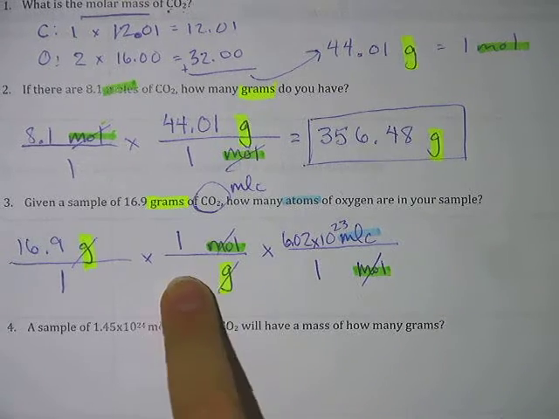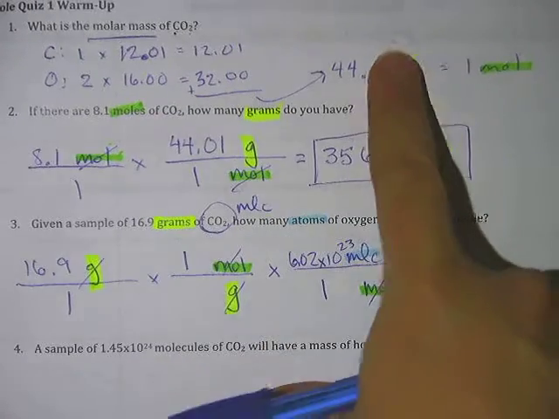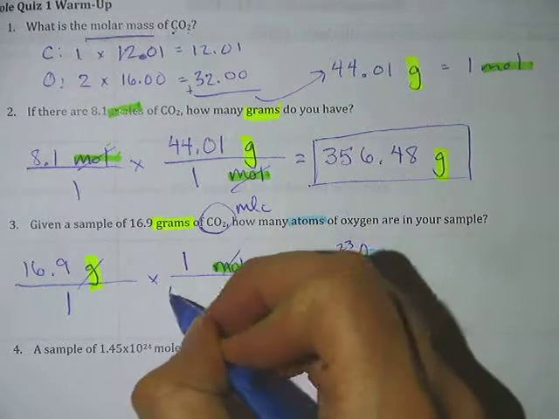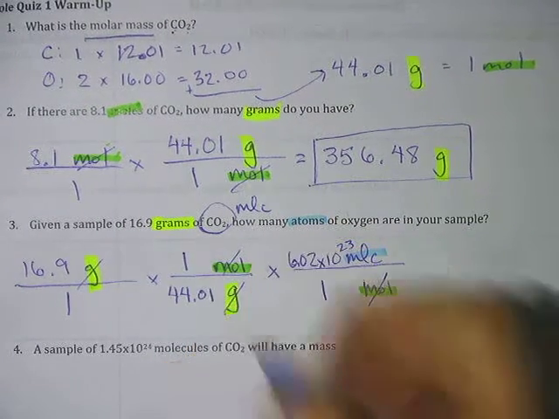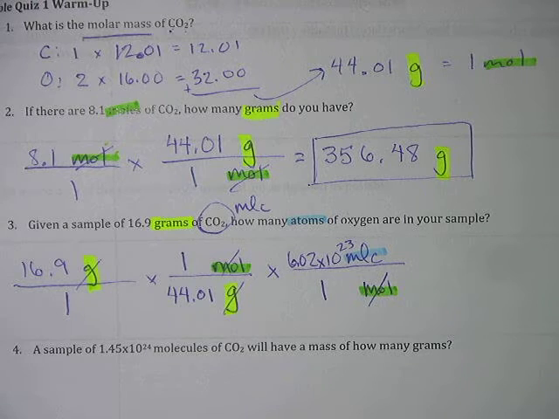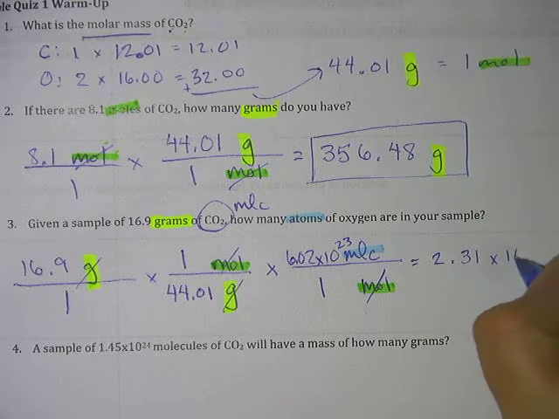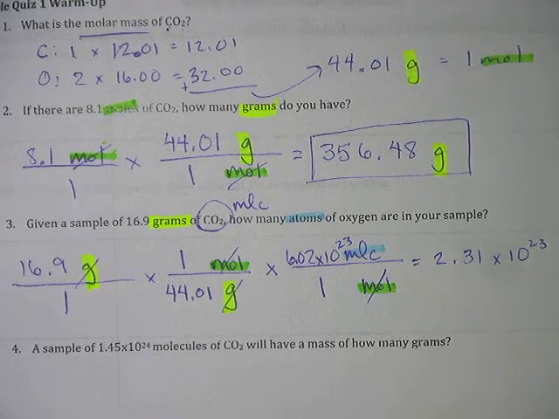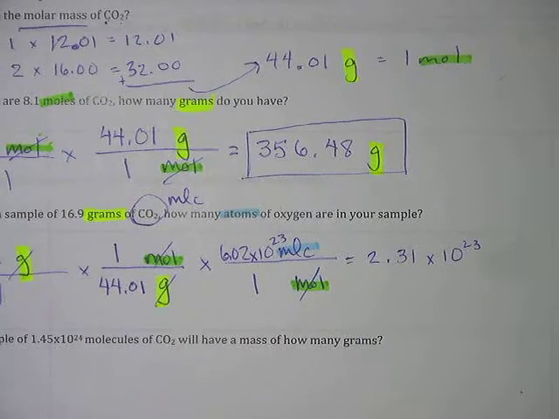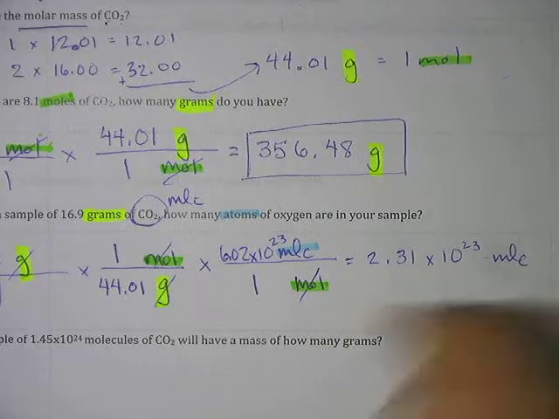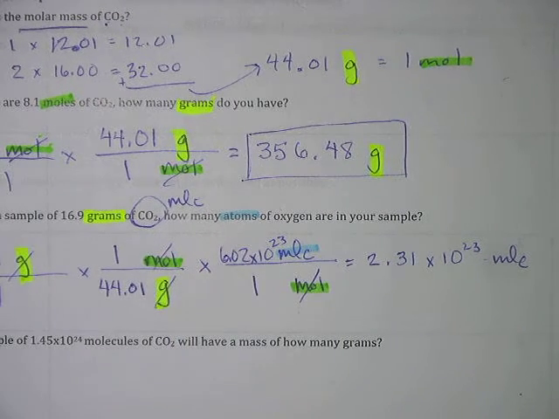Okay, grams come from the periodic table. We already found a periodic table number, so we're going to just use that same one again. And when you put that in your calculator, that gives you a number of molecules. And again, they asked for atoms of oxygen.